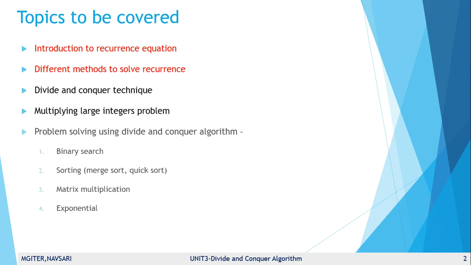Today we are going to learn about unit number 3, that is divide and conquer algorithm. First of all, we see which topics are covered in unit number 3. We discuss an introduction to recurrence equations, which methods are used to solve a recurrence, and then we introduce the divide and conquer technique, how it works, and solve many problems using the divide and conquer algorithm. For example, multiplying large integer numbers, binary search, sorting techniques including merge sort and quick sort, matrix multiplication and exponentiation.